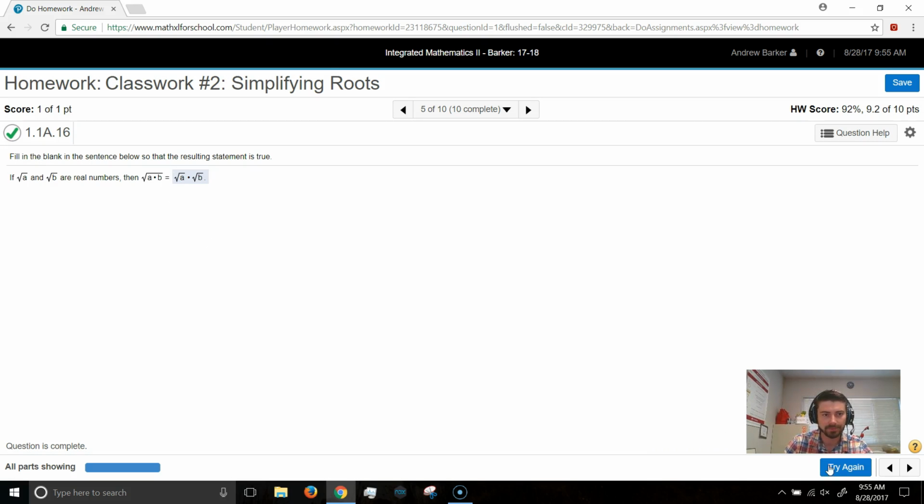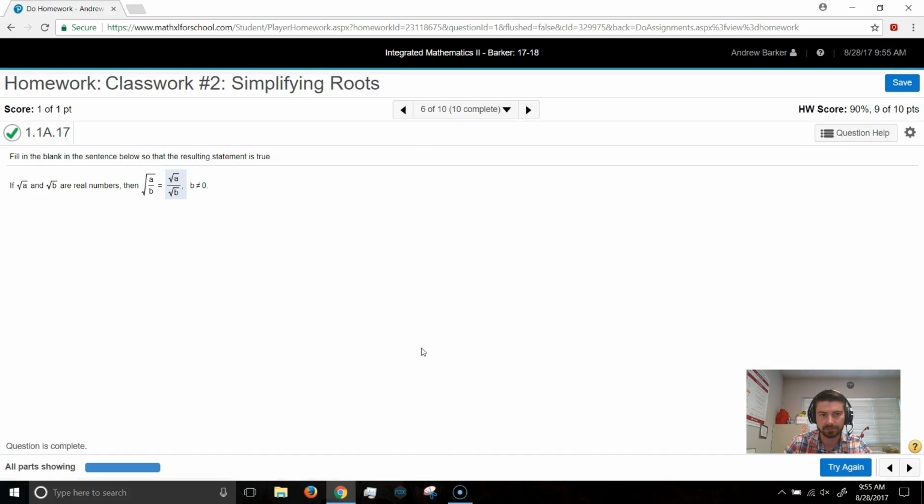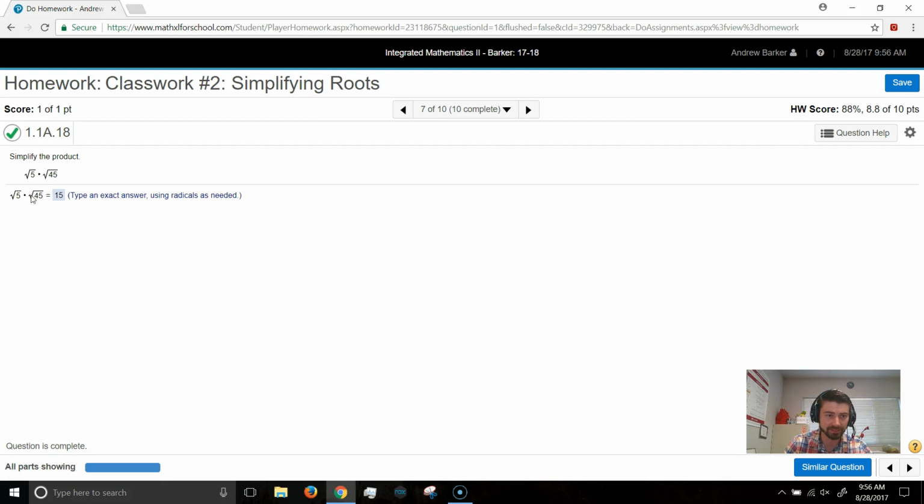All right, this is really easy. They're just showing you that you can break it apart. That's all that is. This one's also the same. If you have a fraction or radical, you can break it apart into two separate fractions. Not two separate fractions, two separate radicals, I should say. You can also put them back together.